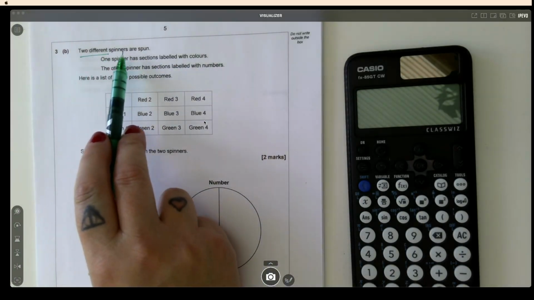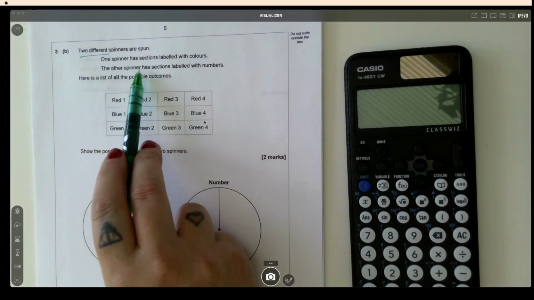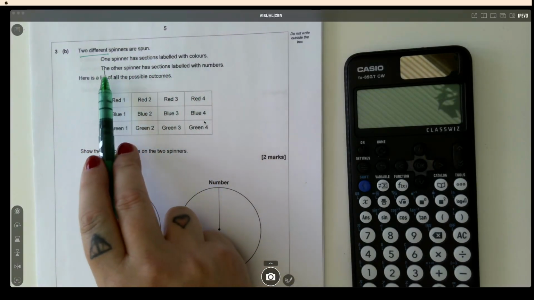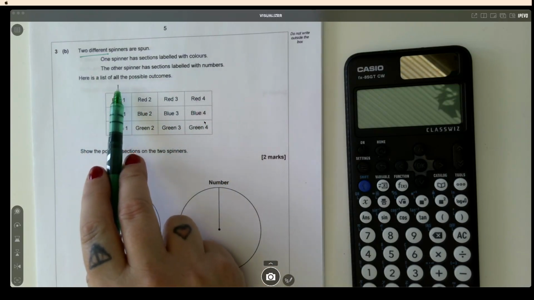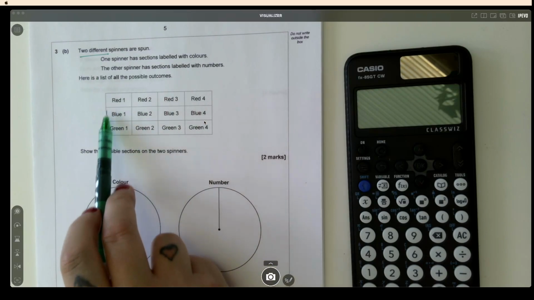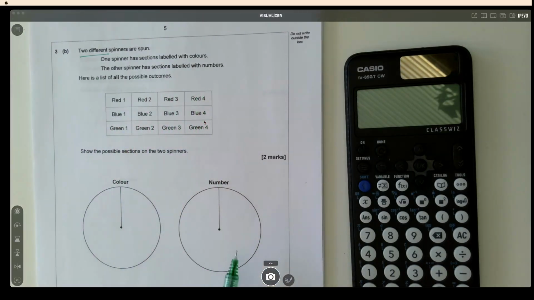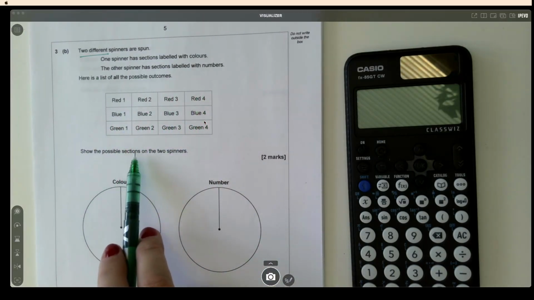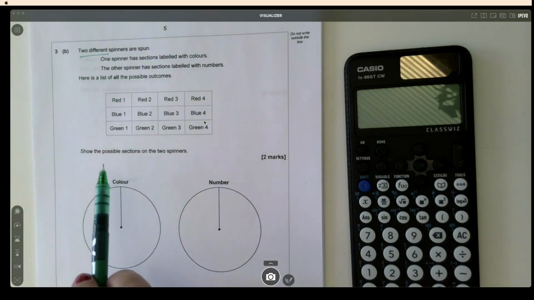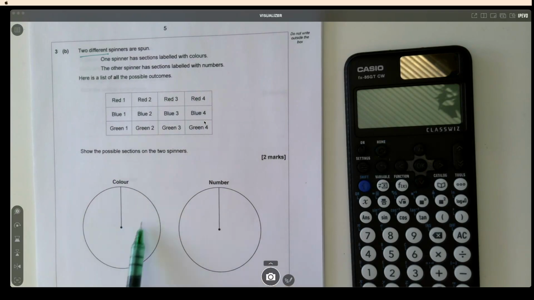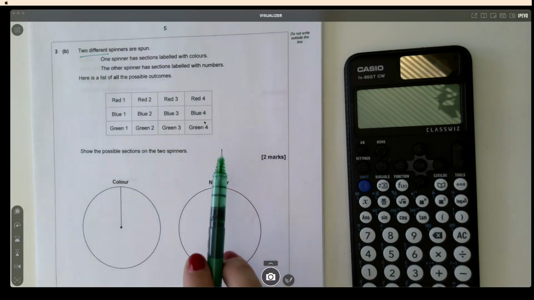3b. 2 different spinners are spun. One spinner has sections labelled with colours, the other spinner has sections labelled with numbers. Here is a list of all the possible outcomes. So this is all the possible outcomes from spinning both spinners. Show the possible sections on the 2 spinners. Okay, so the coloured options for this spinner are red, blue and green.